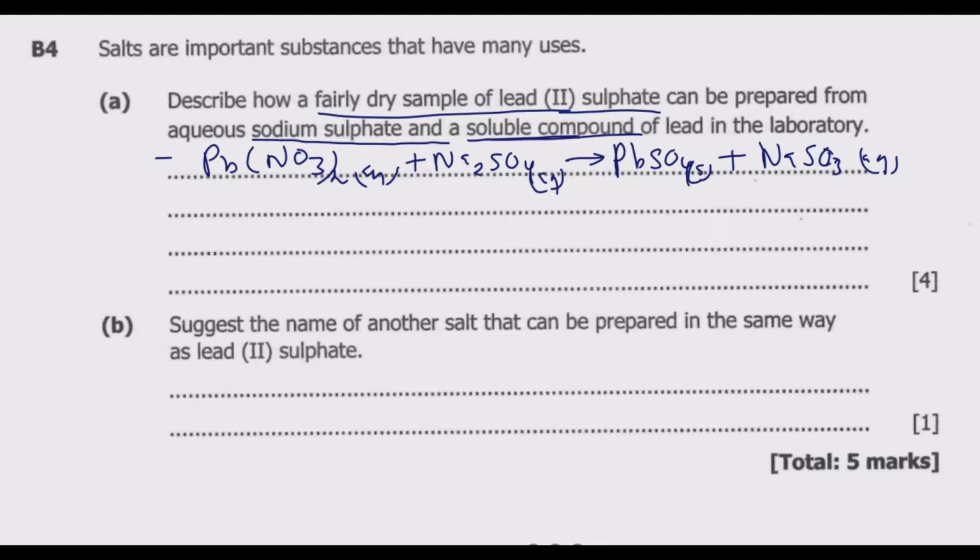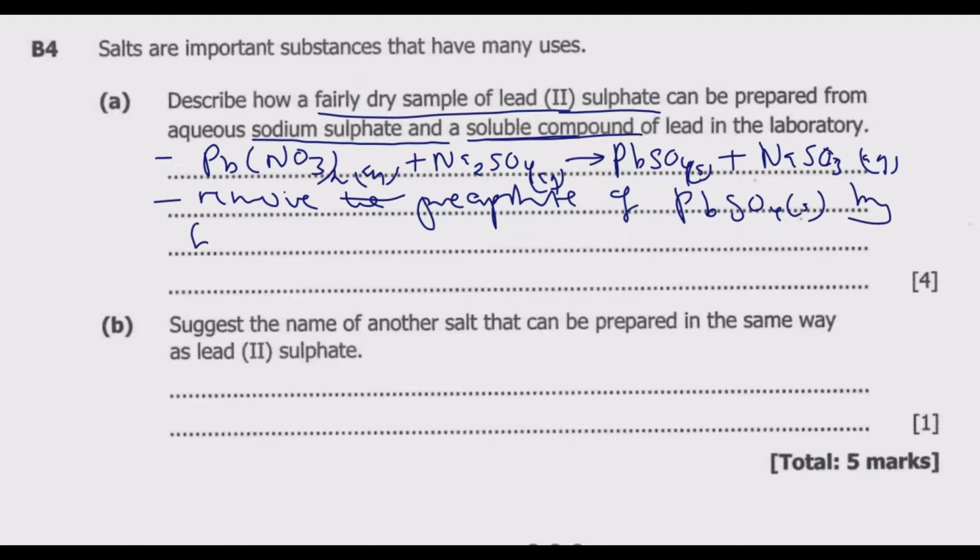Then once you do that, the next step is to remove the precipitate of lead sulphate. This lead sulphate, which is a solid, you remove by a separation technique known as filtration. So you filter it.